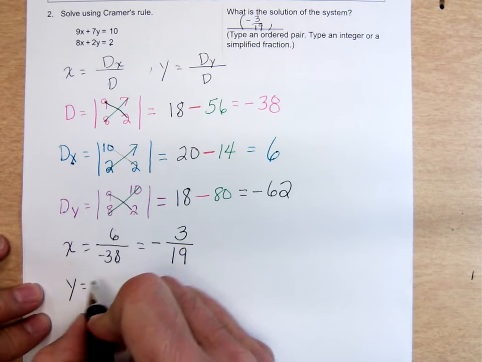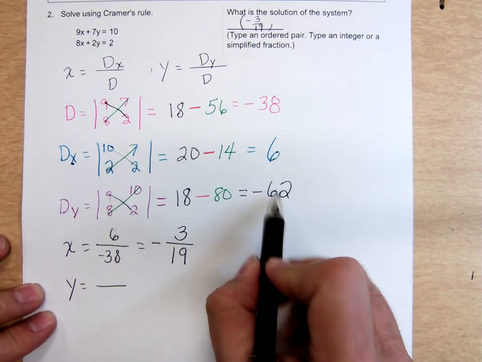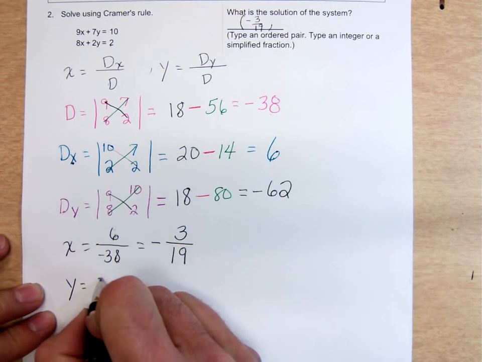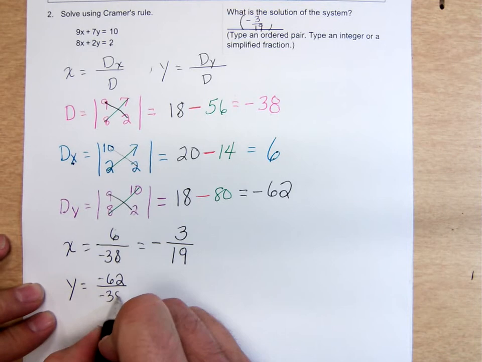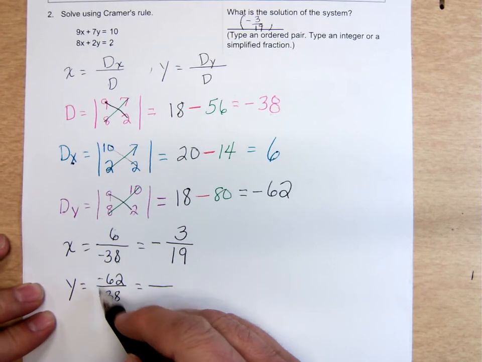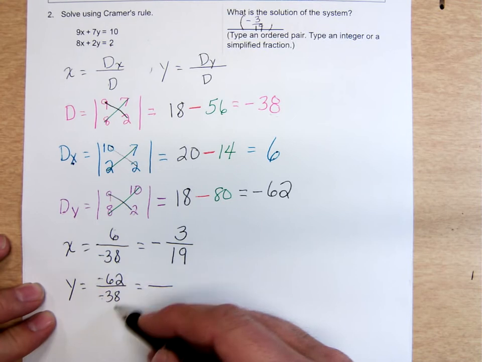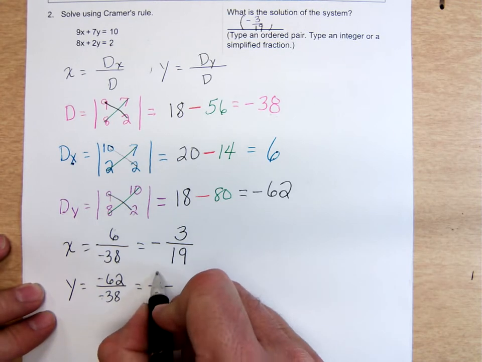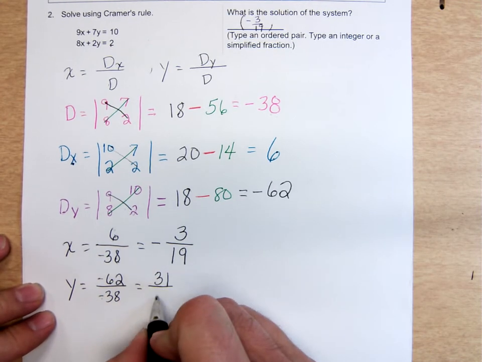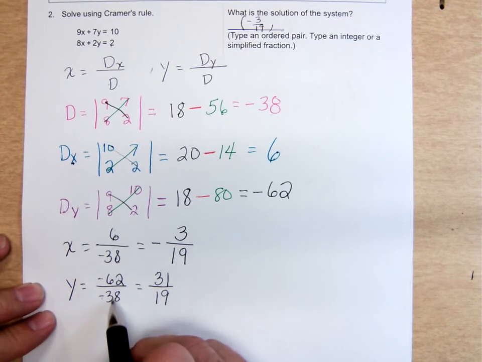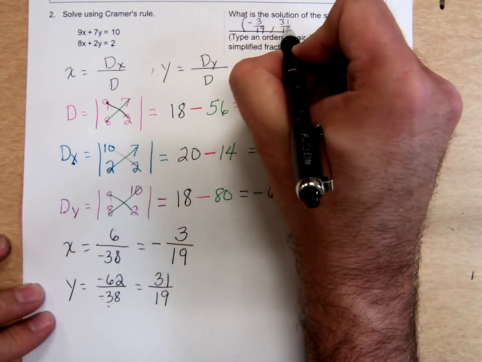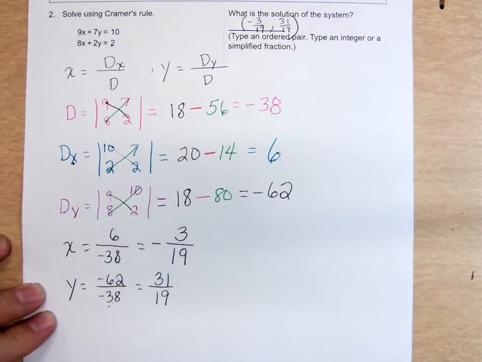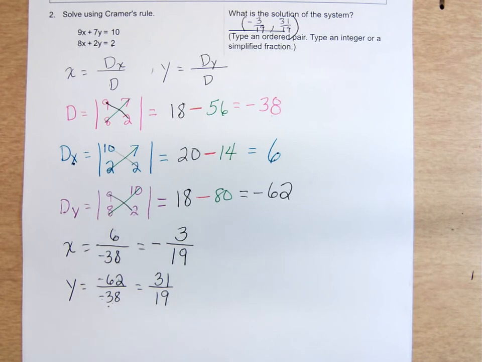Y is dy over d. So it's a negative 62 over negative 38. Negative over negative positive. I guess I could divide it by 2 again. 31 and 19 if I divide above and below by 2. So 31 over 19. Gotta put it in parentheses.